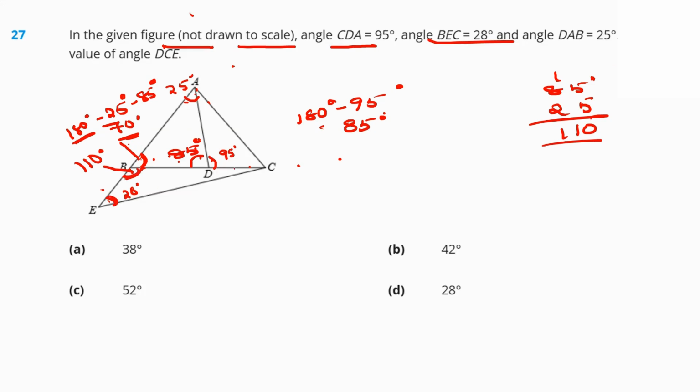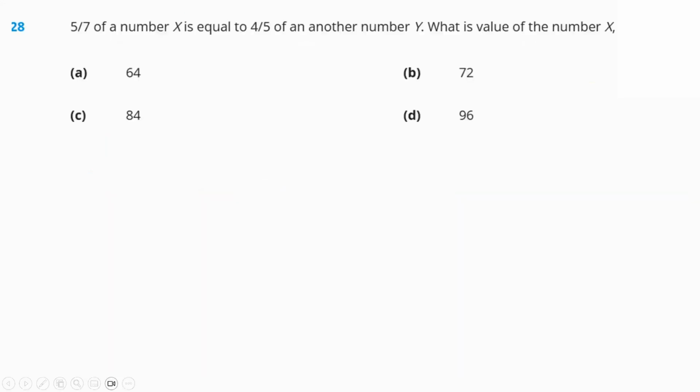We have this one 28 degrees. We can easily find this one. Yes. 180 minus 110 minus 28 degrees. 180 minus 110 is 70 degrees, minus 28 degrees. 70 minus 28 is how much? 42 degrees. Hence, option B, 42 degrees is the answer. Okay, all of you? 42 is the answer.